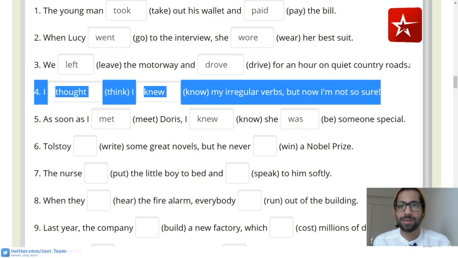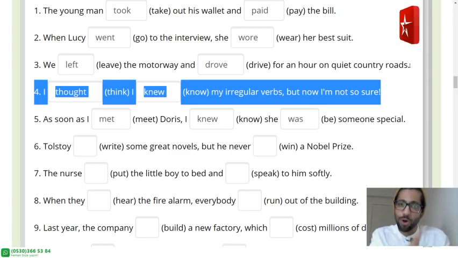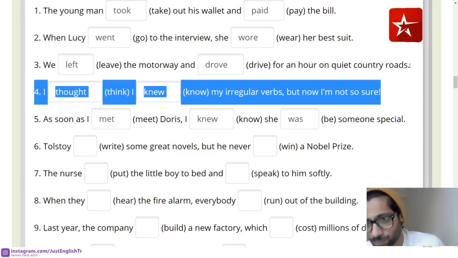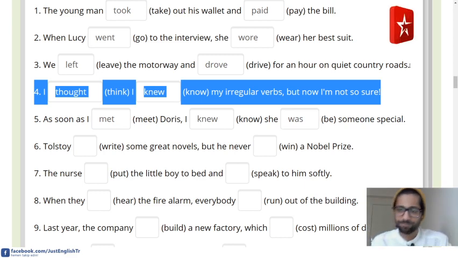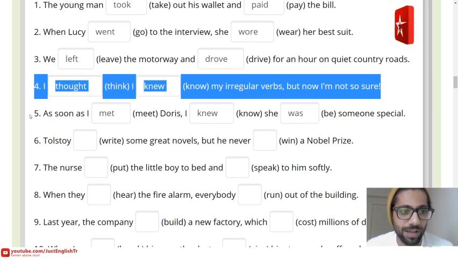This is true for some time in the past because he said, I thought I know my irregular verbs. So he thought he knew, which means there is a period of time where he thought he knew, but now he doesn't know. Yes. Thank you. Moving forward, 5.